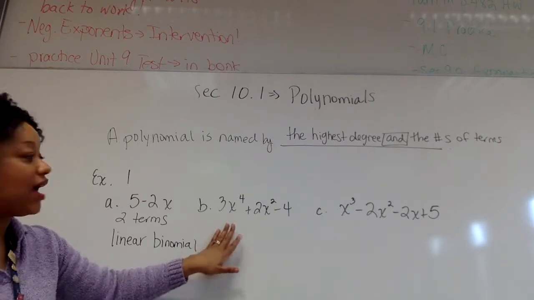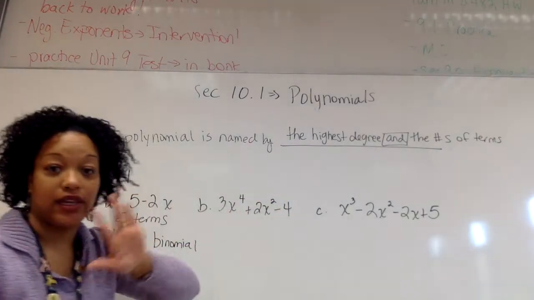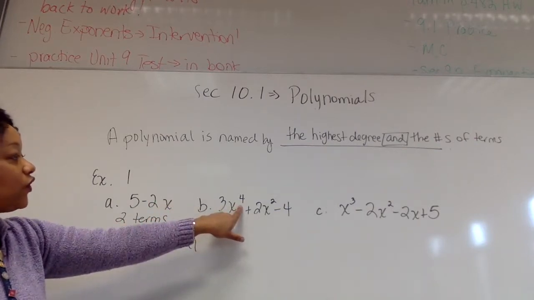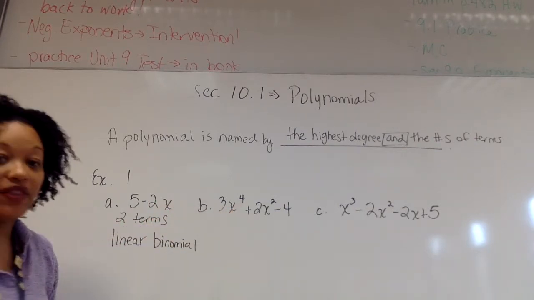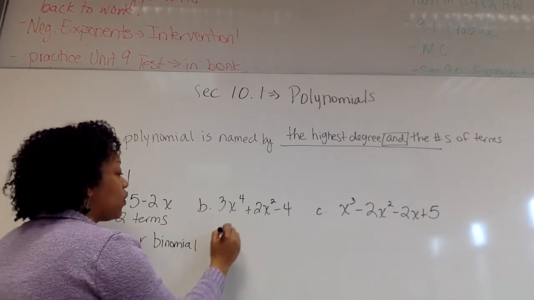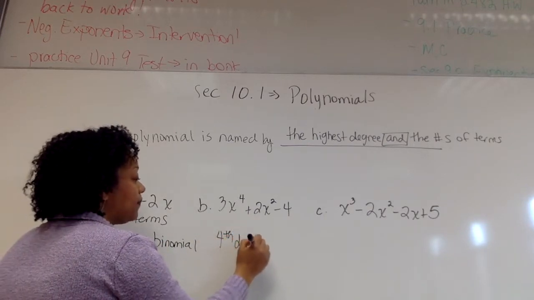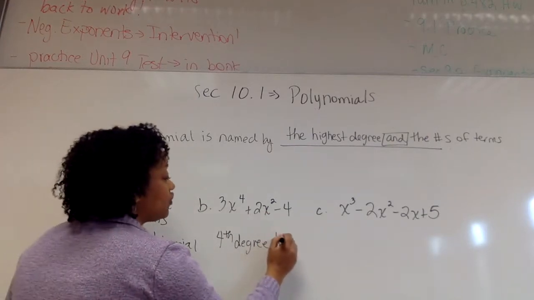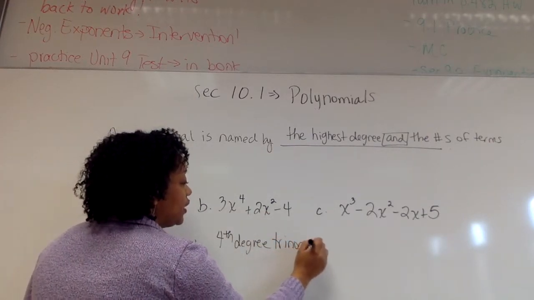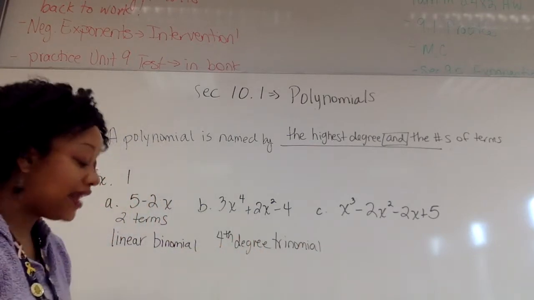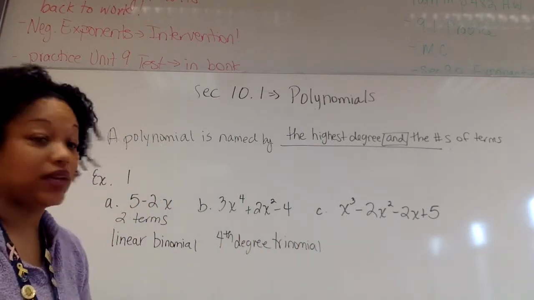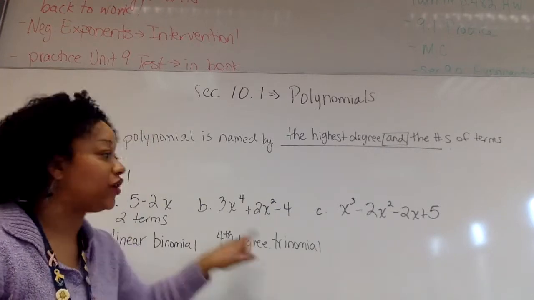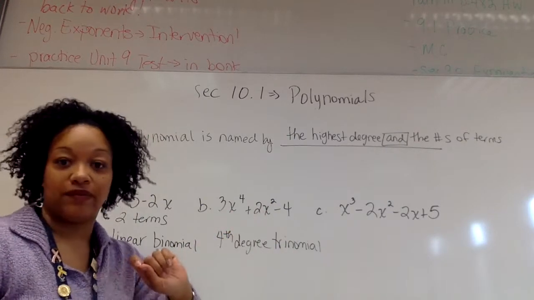How many terms do you have? 1, 2, 3. 3 terms, and the highest degree is the 4th degree. So we would name this, watch what I'm going to do, 4th degree, and it has 3 terms. So if you look at your table, 3 terms is a trinomial. So if you look back in your degree table, I didn't give you the name for 4th degree, so that's why I wrote 4th degree. It's a 4th degree trinomial because it has 3 terms.